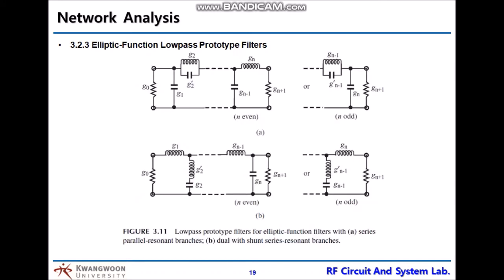Figure 3.11 illustrates two commonly used network structures for elliptic function low-pass prototype filters. In figure 3.11a, the series branches of parallel resonant circuits are introduced for realizing the finite-frequency transmission zeros, since they block transmission by having infinite series impedance at resonance.